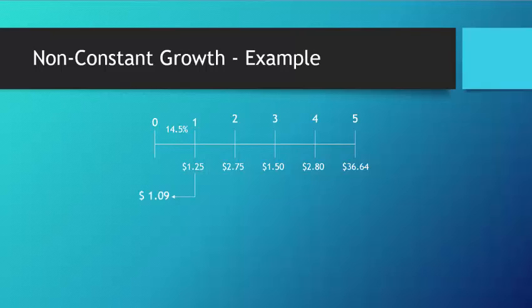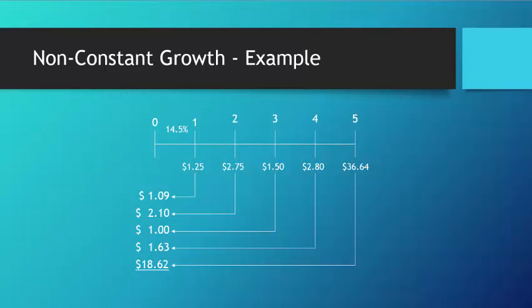And then as we discount them at 14.50% to time 0, $1.25 becomes $1.09, $2.75 becomes $2.10, $1.50 becomes $1, $2.80 becomes $1.63, and $36.64 becomes $18.62. And then as we sum them all up, we get the present value of $24.44, which is exactly what we got before in 2 other ways. I'm trying to get this so that it will make sense one way or another.